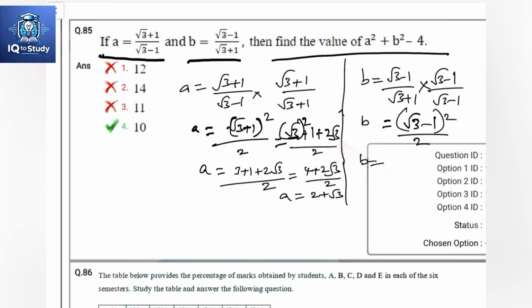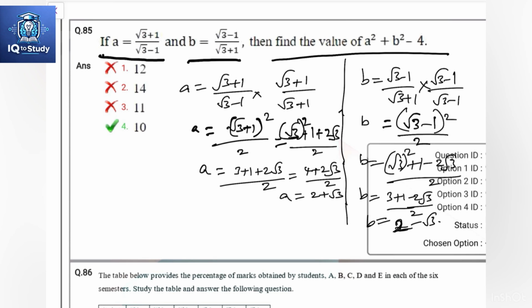And A minus B whole square is A square plus B square minus 2AB. So it implies 3 plus 1 minus 2 root 3 divided by 2, then B is equal to 2 minus root 3.